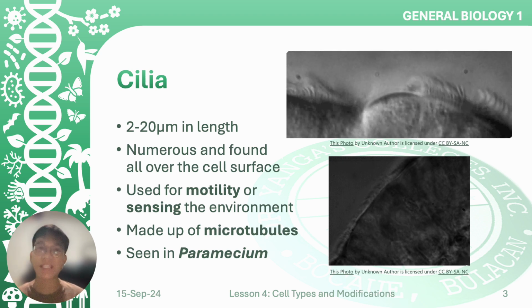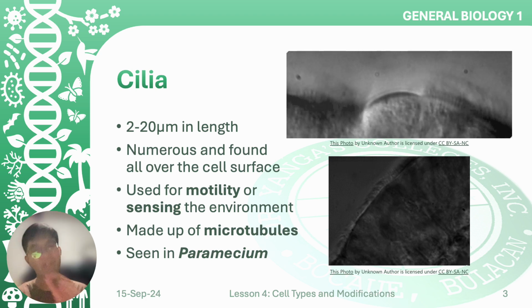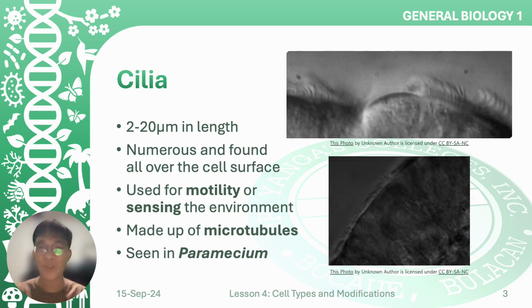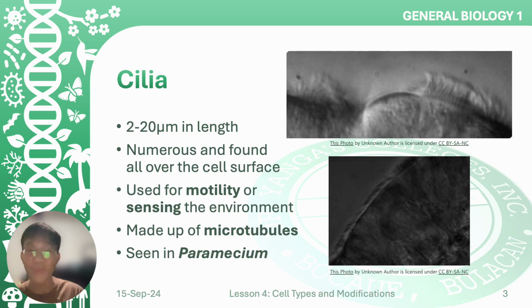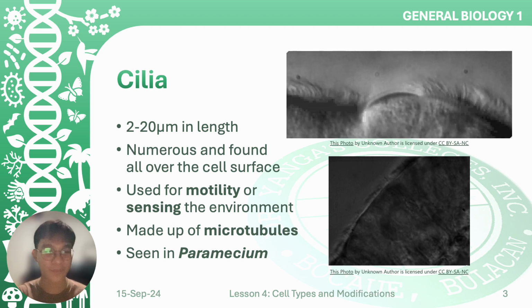And we can also see the cilia in paramecium, which I hope you have observed in the prepared slides in your laboratory experience last time. So that paramecium is surrounded by very small cilia. It could be thousands or probably millions of them that surround the entire cell. So that would allow the cell to move and at the same time sense the environment around it.